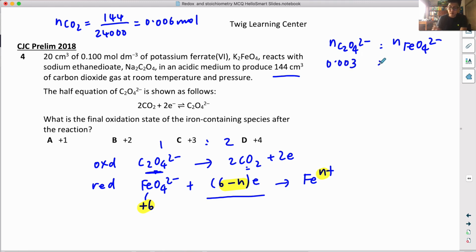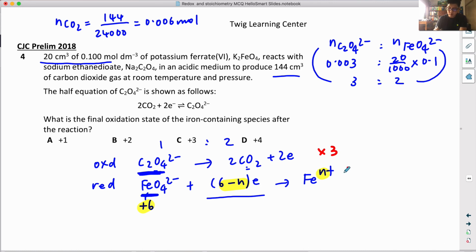So what's the number of moles of FeO4 2-? You can get it from here. It's 20 over 1000 times 0.1. So tell me what's the mole ratio. If you simplify it, it will be 3:2. So for this reaction you need 3 moles of this and 2 moles of this. In order to get 3 moles of this, I need to multiply by 3. In order to get 2 moles of this, I must multiply by 2.